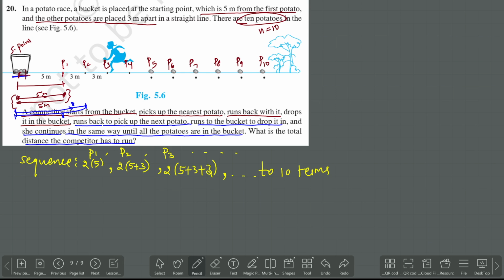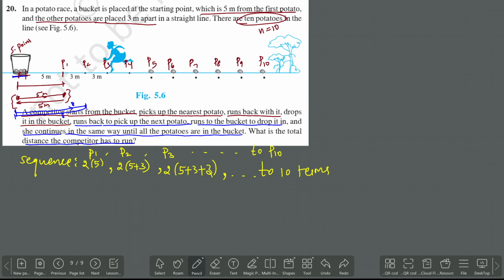No need to find that last. It will take time. What do you think? We have to add 9 3s and plus 5 into 2. You have to write if you want to go. Okay, but I'm not doing that. So this is till P10. Potato number 10. I'm doing like that.